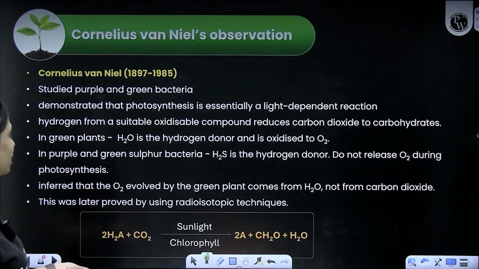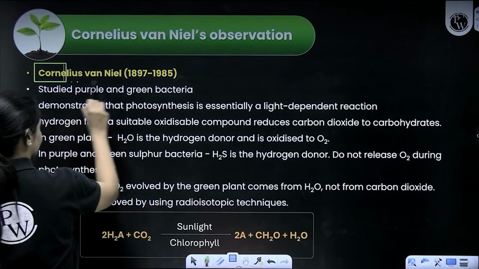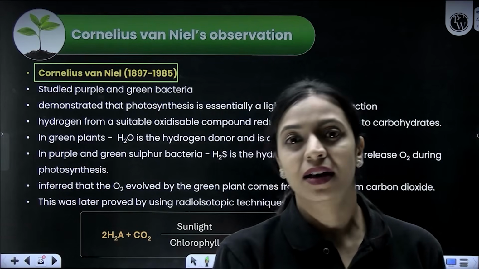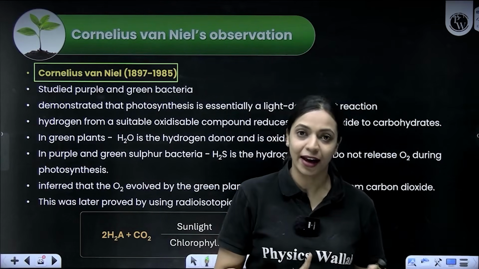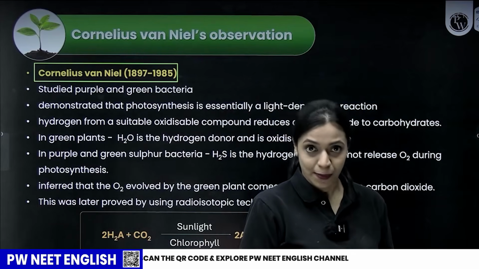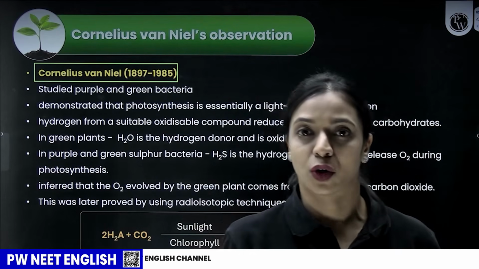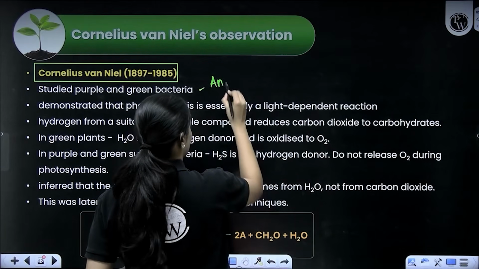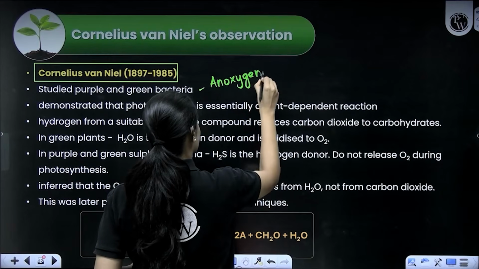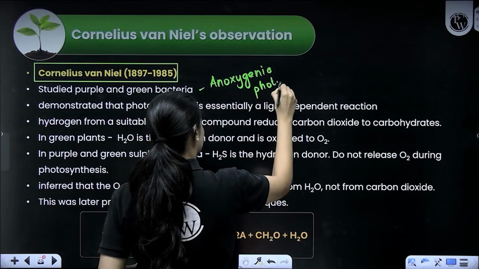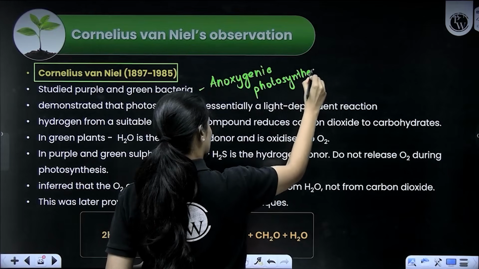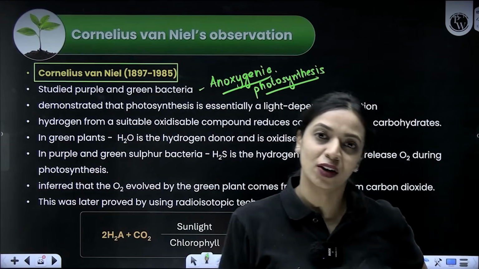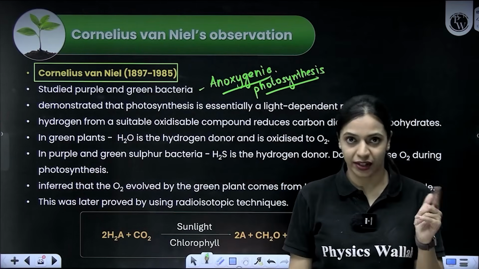Much later, another researcher called Cornelius van Niel, he started studying photosynthesis not in eukaryotic organisms but in bacteria, a type of bacteria called green sulfur bacteria and purple sulfur bacteria. In these bacteria, when photosynthesis happened, oxygen would not evolve. Such a type of photosynthesis is called anoxygenic photosynthesis. Okay, so here in anoxygenic photosynthesis, oxygen would not get evolved.